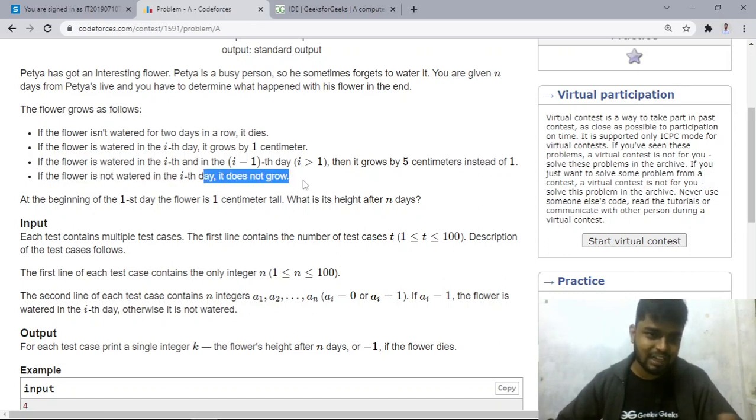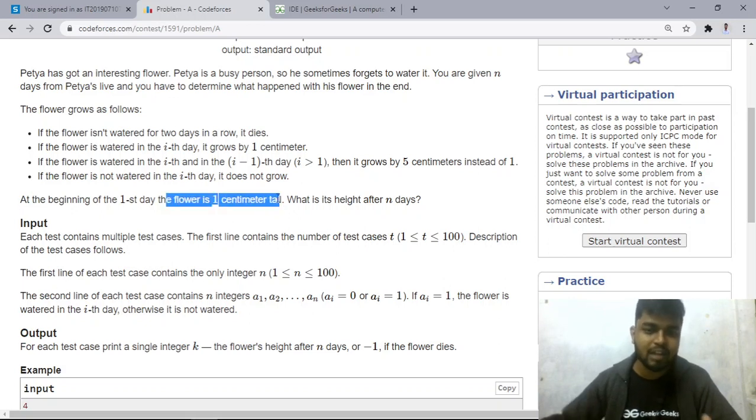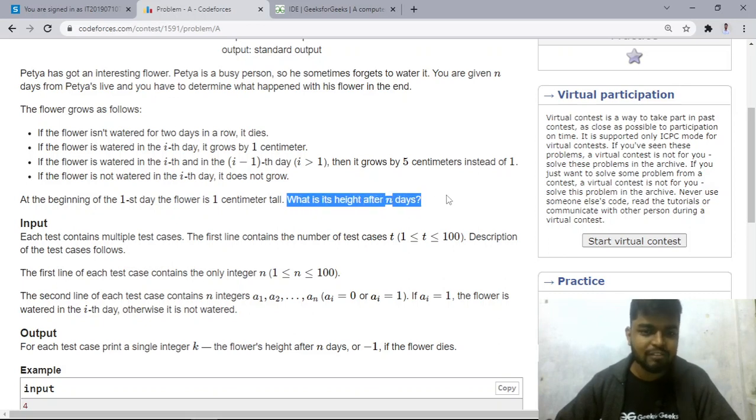These are the conditions that have been given to us, and it has been given that at the beginning of the first day, the flower initially is 1 centimeter tall. So the initial height of the flower is 1 centimeter. You have to tell what will be the height of the flower after n days.